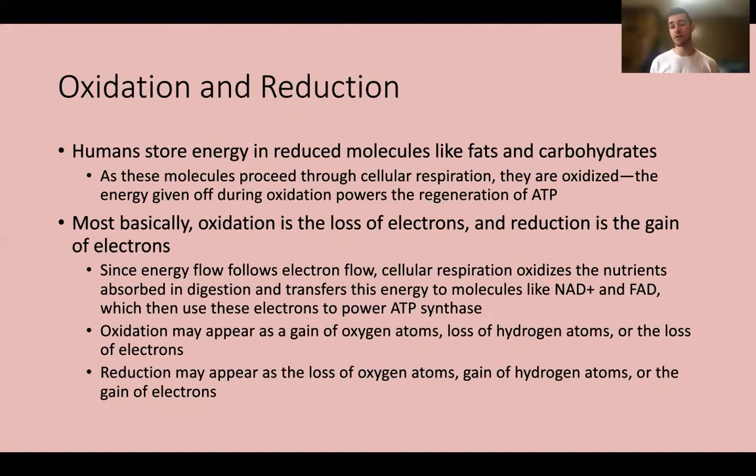So if you're looking at a metal, for example, and it's changing an oxidation state and it just loses an electron. So iron, for example, if it goes from Fe2+ to Fe3+, it's losing an electron, it's being oxidized. Reduction may appear as the loss of oxygen atoms, gain of hydrogen atoms, or the gain of electrons. So the exact same thing.